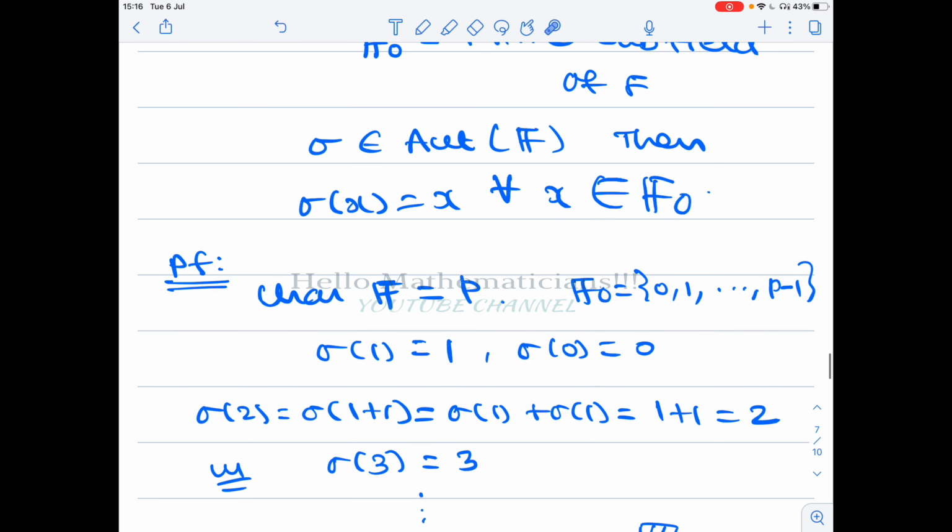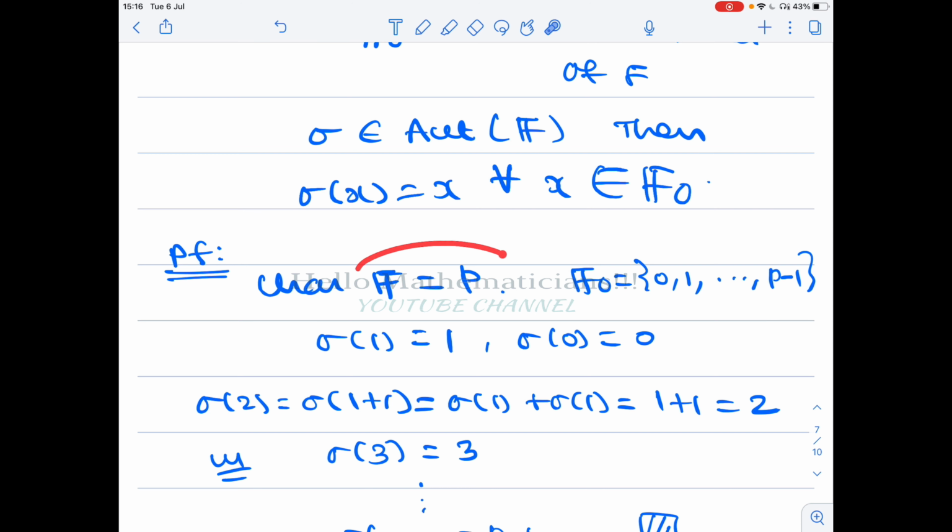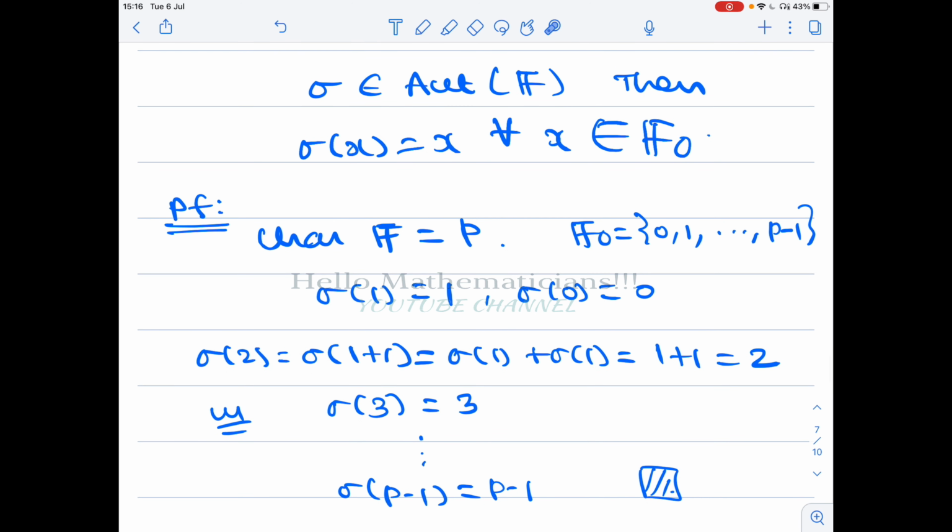So let's prove it. Suppose the characteristic of F is a prime number p. Therefore the prime subfield F naught will consist of 0, 1 up to p minus 1. These many elements. Now, if it is a field automorphism, it will take the element 1 to the element 1. So we get sigma of 1 equals 1, sigma of 0 equals 0. These two we got for free. So already these two elements are fixed. But we claim that all these points are fixed by the field automorphism sigma.